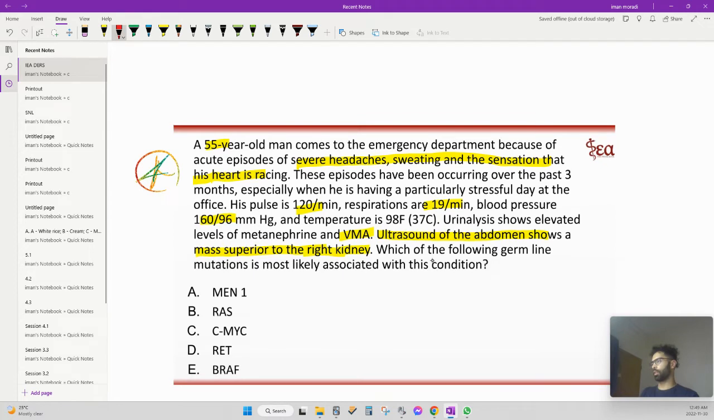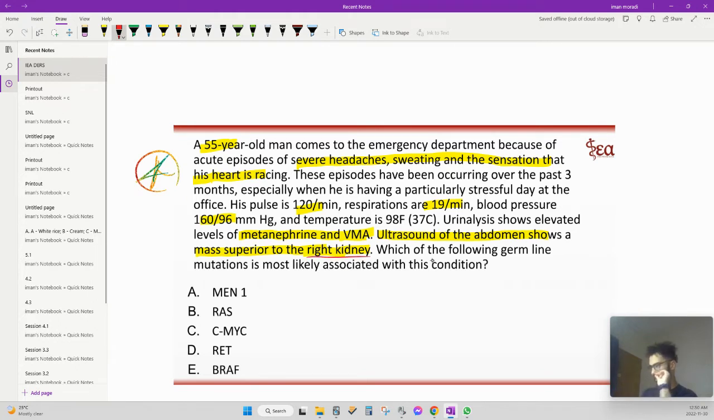All right, next question is one that I got wrong initially. 55-year-old man, severe headache, sweating, sensation that his heart is racing. It has been happening for the past 3 months, especially when he feels stressed. Has high blood pressure, 160 over 96. And the metanephrine and VMA, which is vanillylmandelic acid, is high, right? Ultrasound of abdomen shows mass superior to the right kidney.